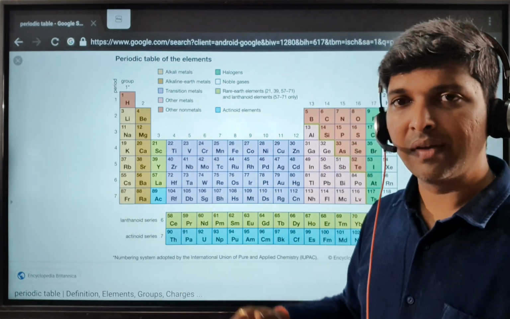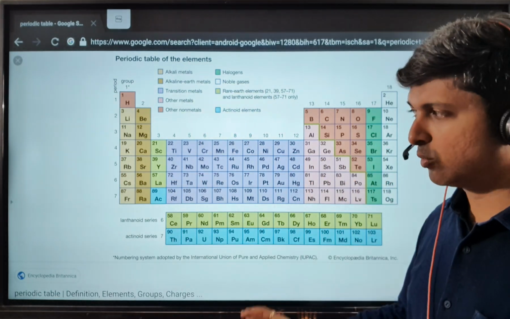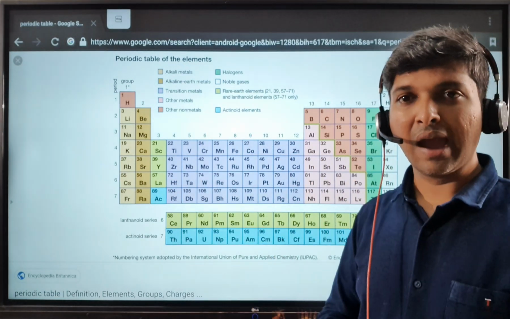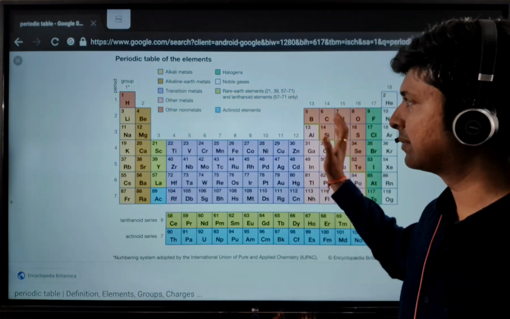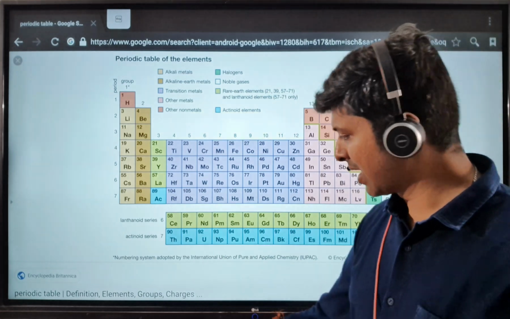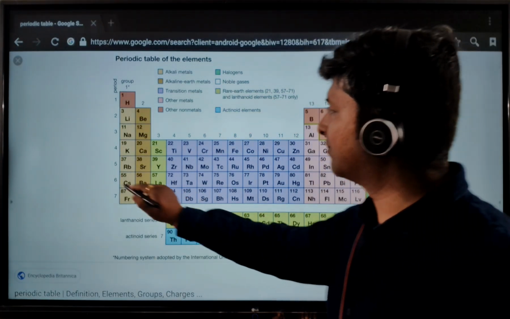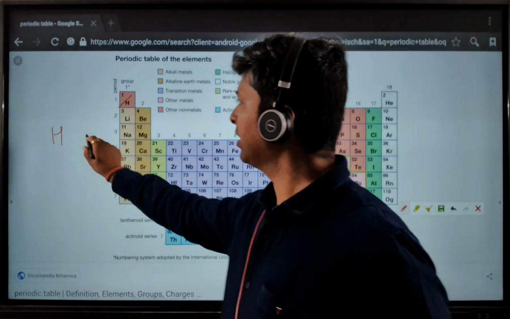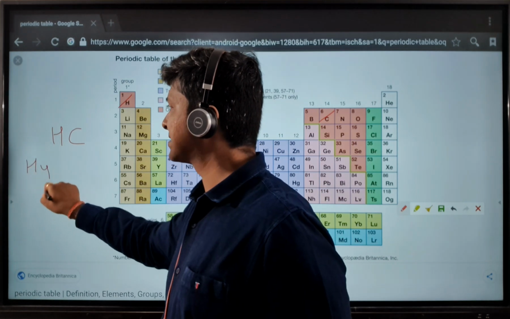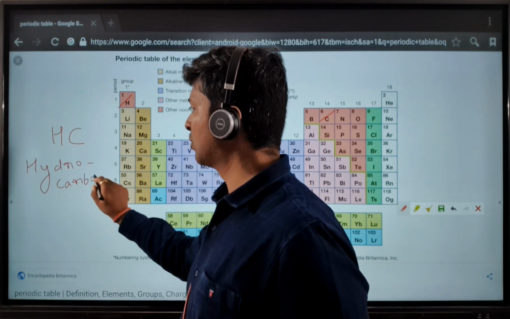Here in front of you, we have the modern periodic table, and in this periodic table you can see almost all the elements. Now just remove two elements from this: one is hydrogen and the other is carbon. When you take hydrogen and carbon apart, they form something called hydrocarbons. What do they form? Something called hydrocarbons.